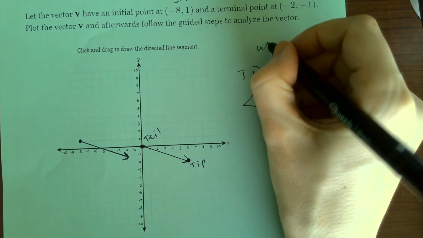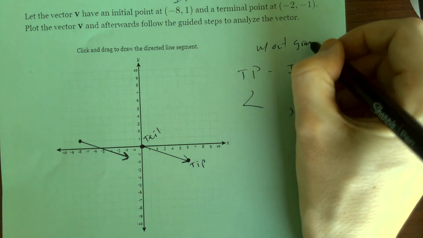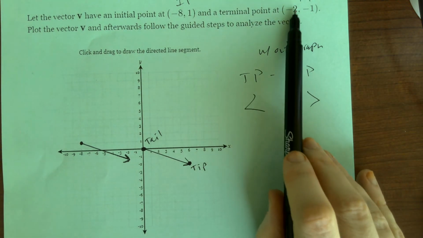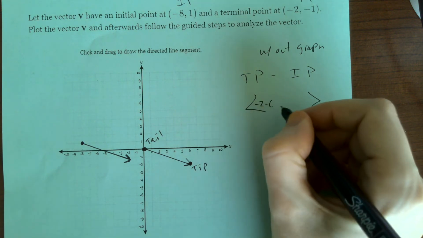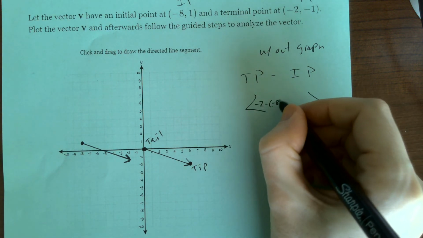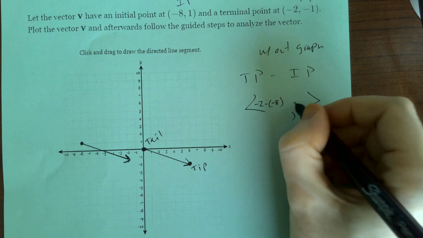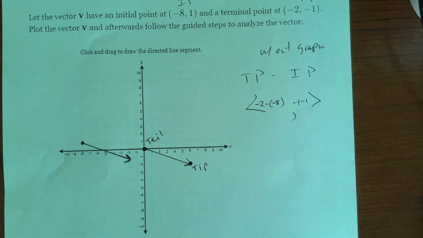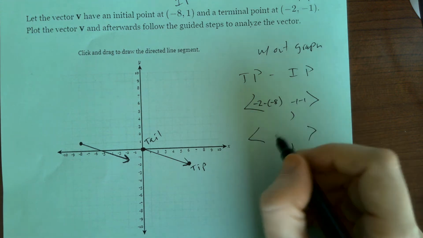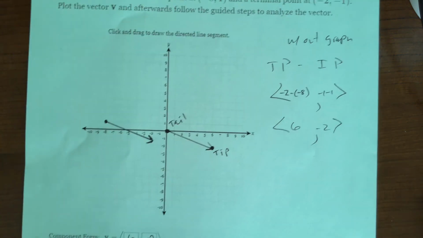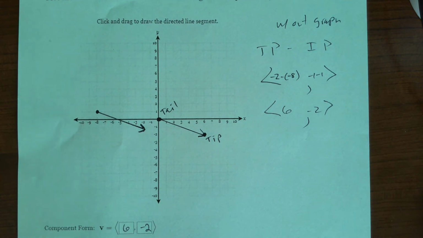So, without a graph: the terminal point x is -2 minus the initial point x is -8. Terminal point y minus initial point y. This is a nice way to check if you got the right answer. So that's 6, that's -2. That's how you would find it. And on the quiz, I'll ask you to do this without a graph also.